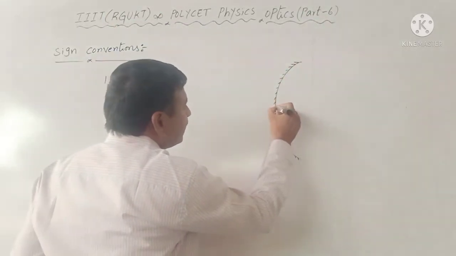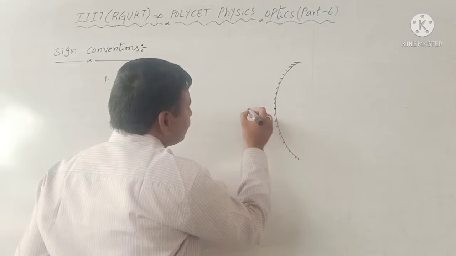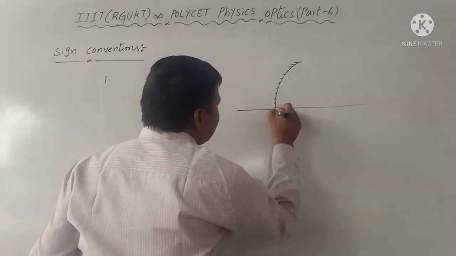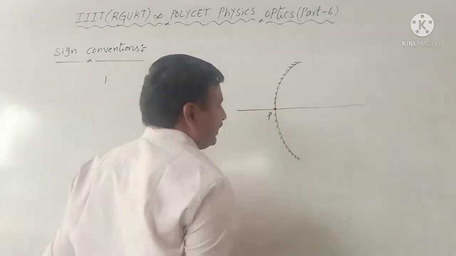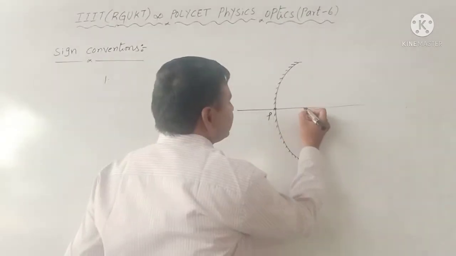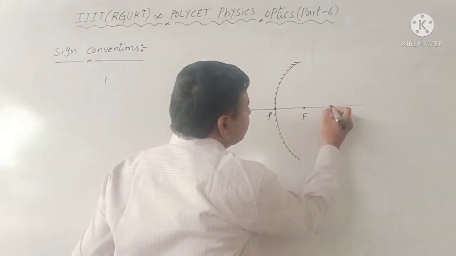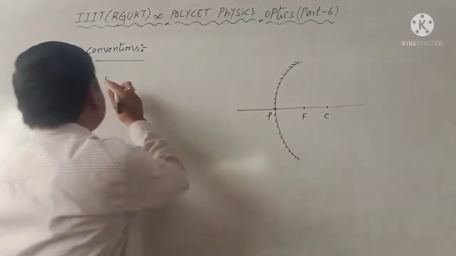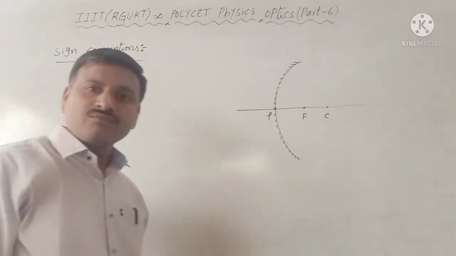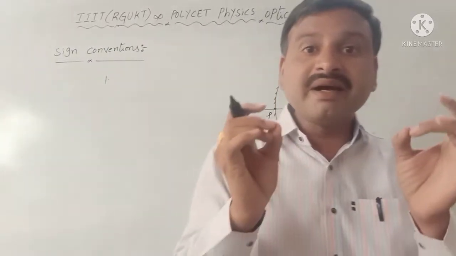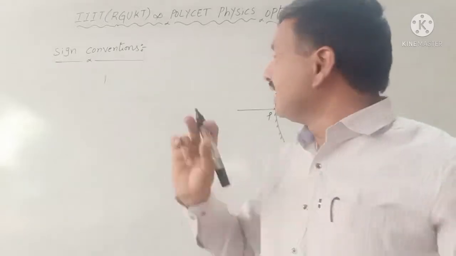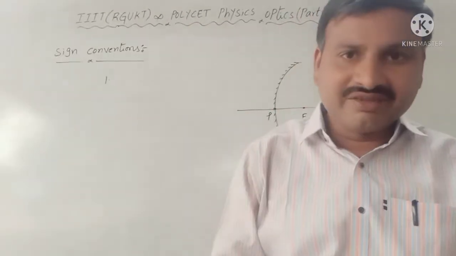Where is the pole? It is the vertex point on the principal axis. So all distances should be measured from the pole. It is the first sign convention.